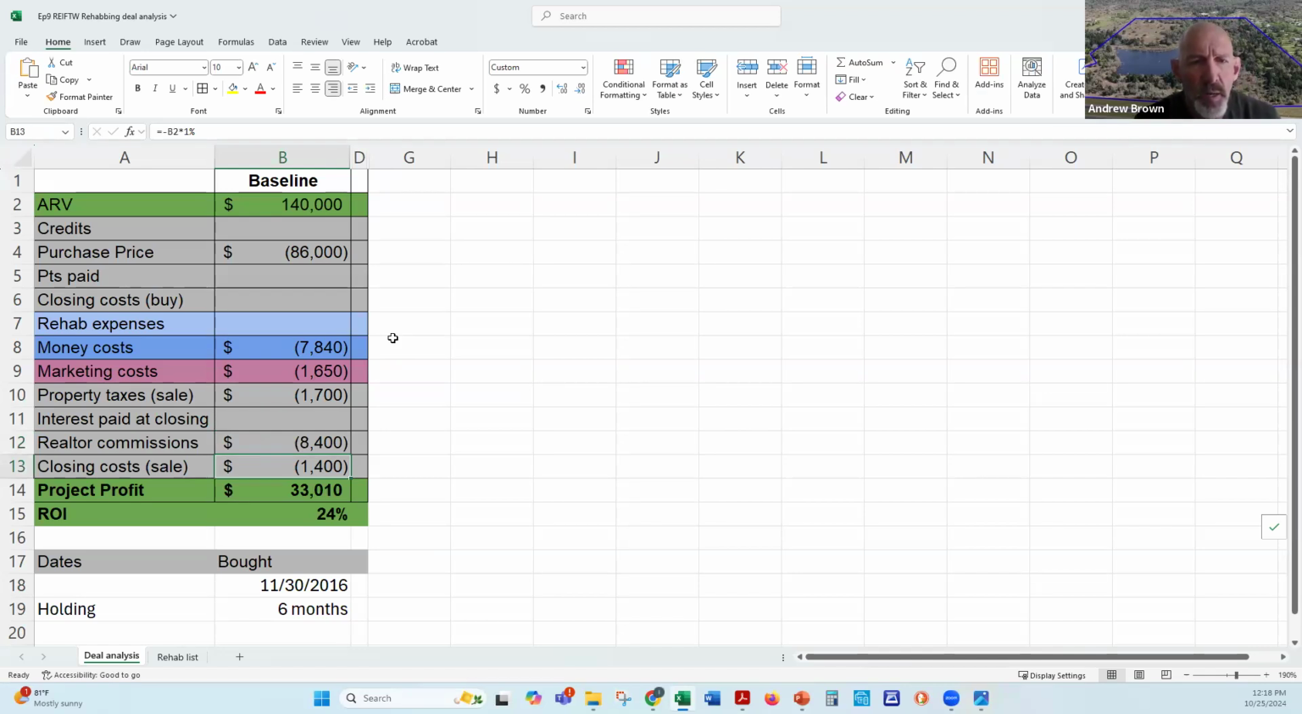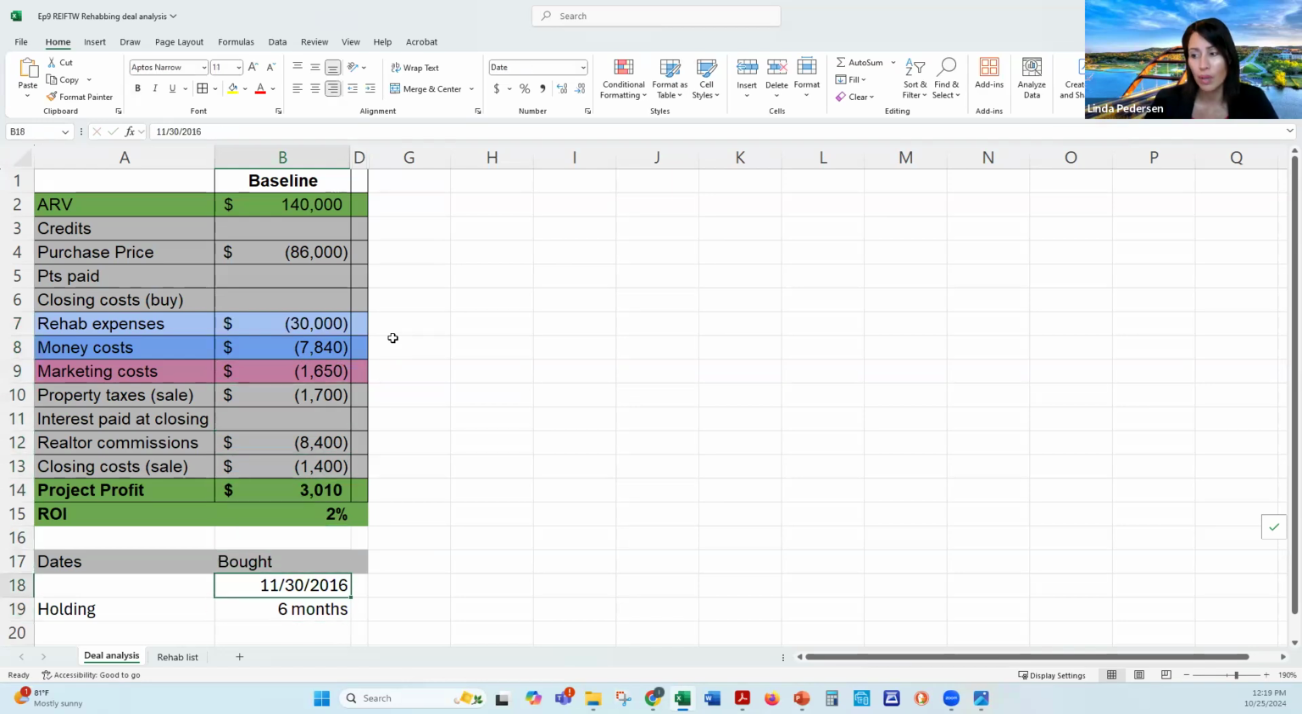What am I missing here? So the rehab was 30. Oh, rehab expenses 30. Uh-huh. And I know that we bought it November 30th. Was that estimating a 6 month hold from the beginning? I believe so.